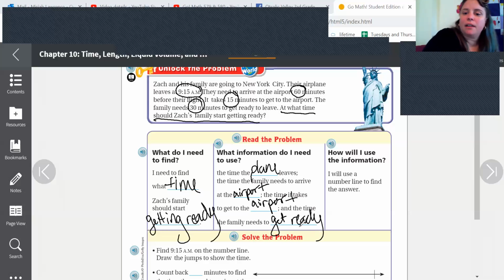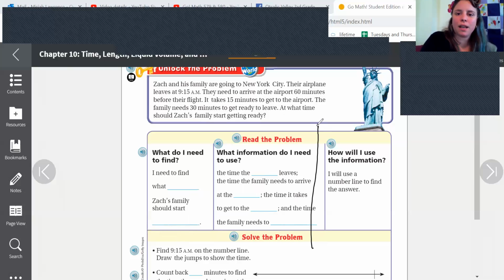I will use a number line to find the answer. So they're going to ask us to use a number line. I'm going to show you another way after we do the number line.